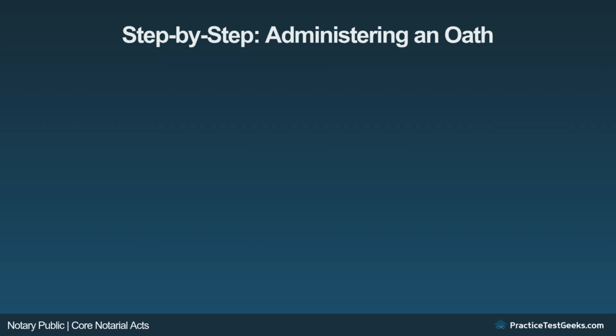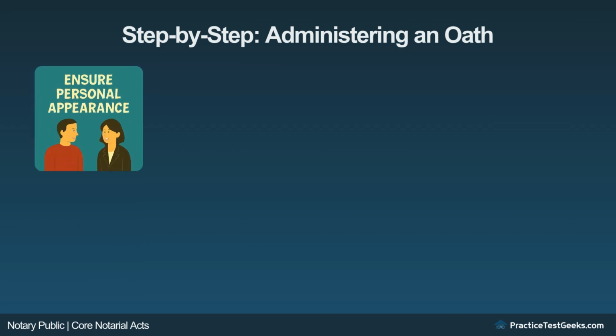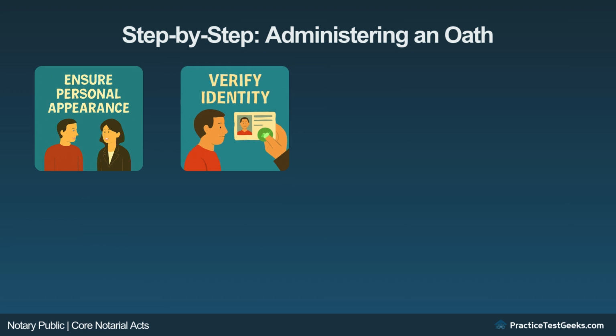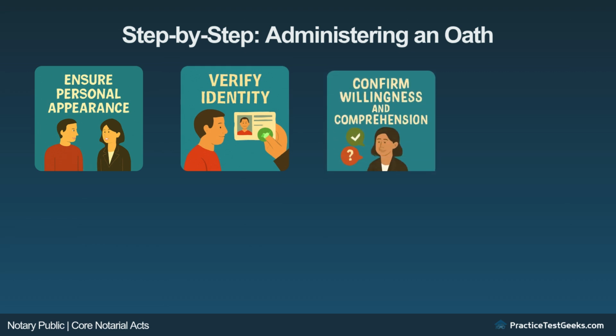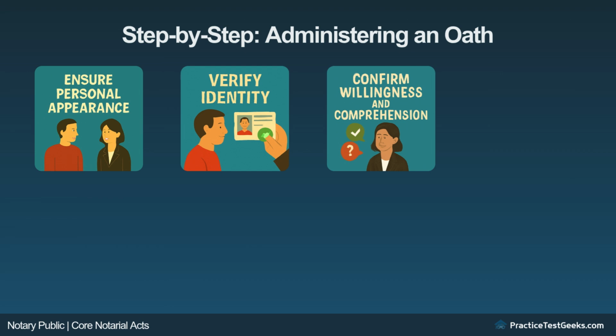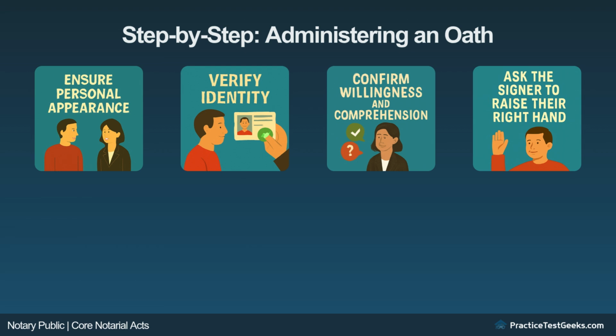Next is administering oaths. Here's the step-by-step process. Ensure personal appearance. The signer must be physically present before you. Verify identity. Use acceptable identification as per your state's laws. Confirm willingness and comprehension. Make sure the person is willing, mentally aware, and understands the purpose. Ask the signer to raise their right hand.